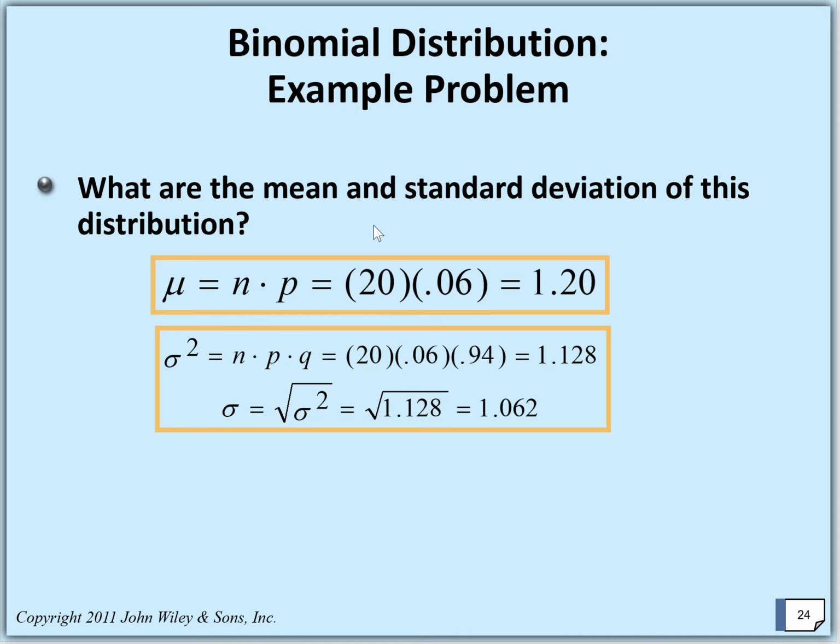What are the mean and standard deviation for this distribution? Simple, n times p. So that's 1.2 is the mean, and the standard deviation formula is this one. So 1.062.